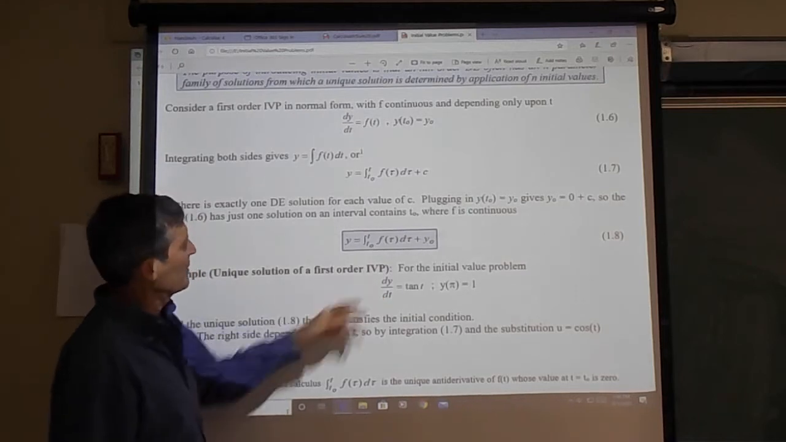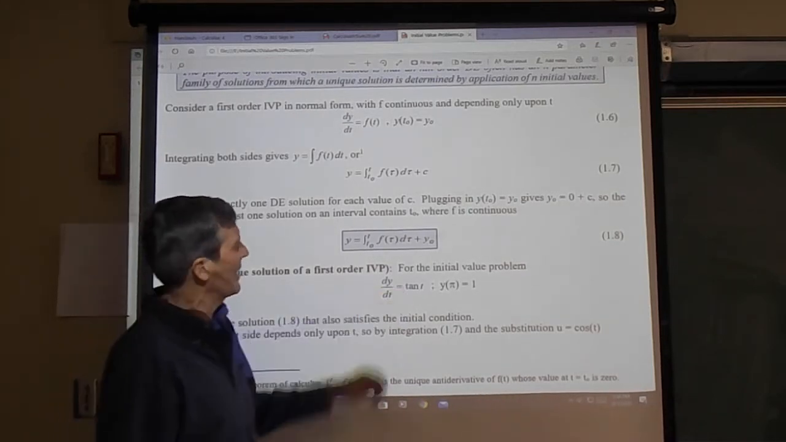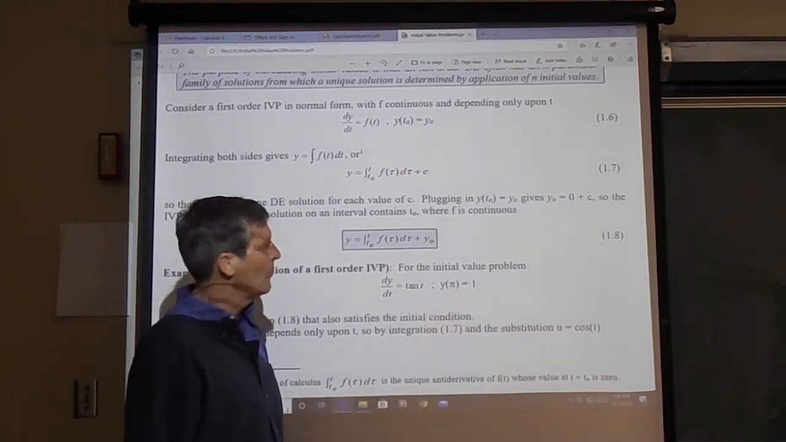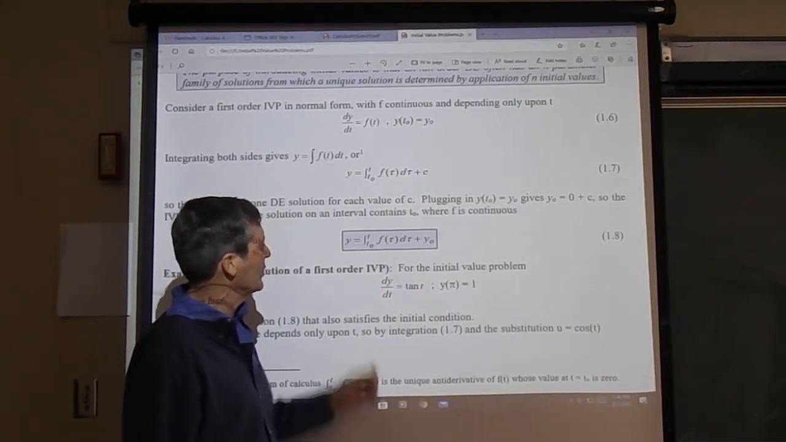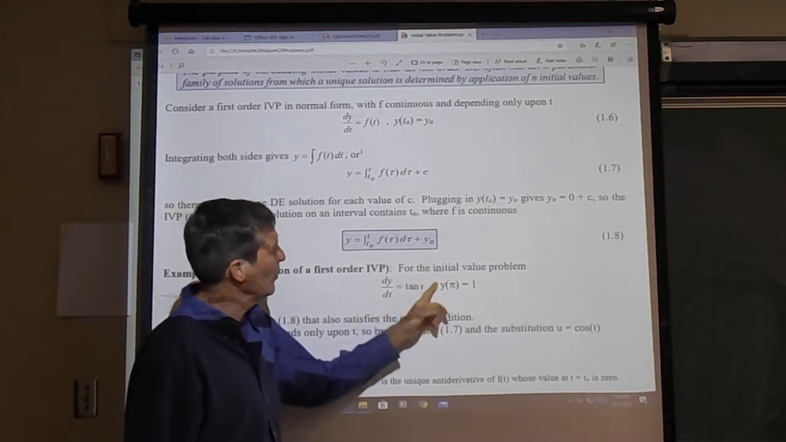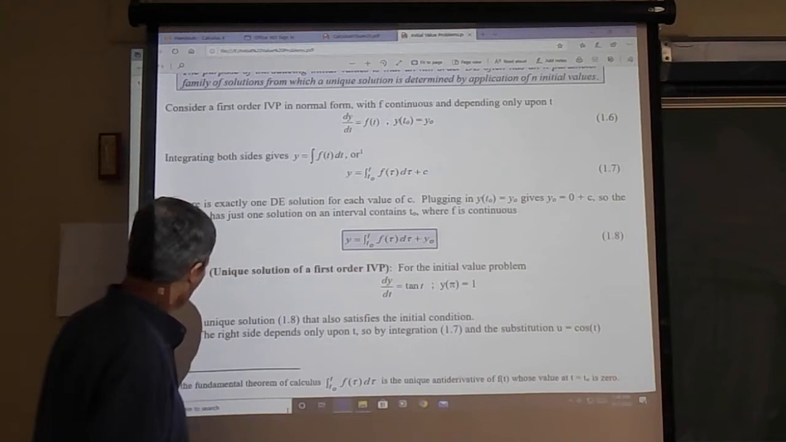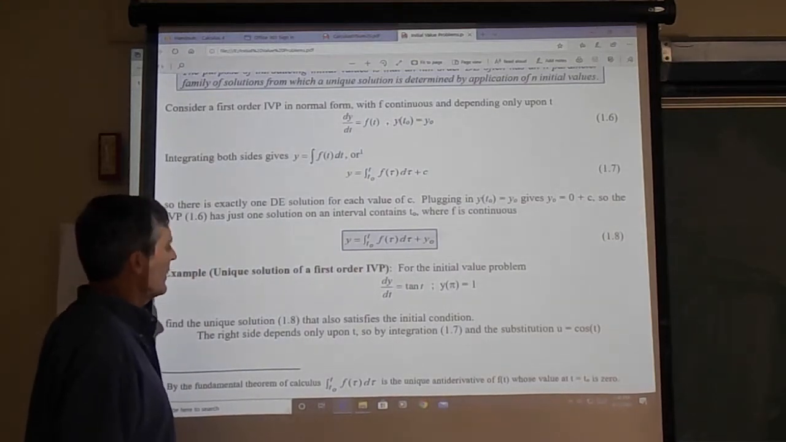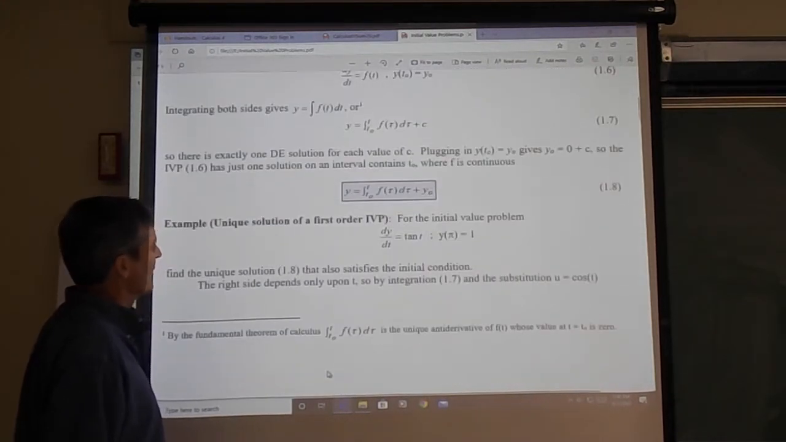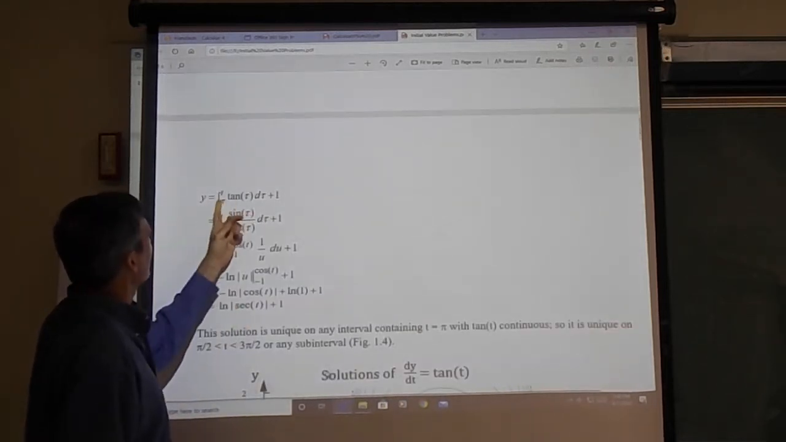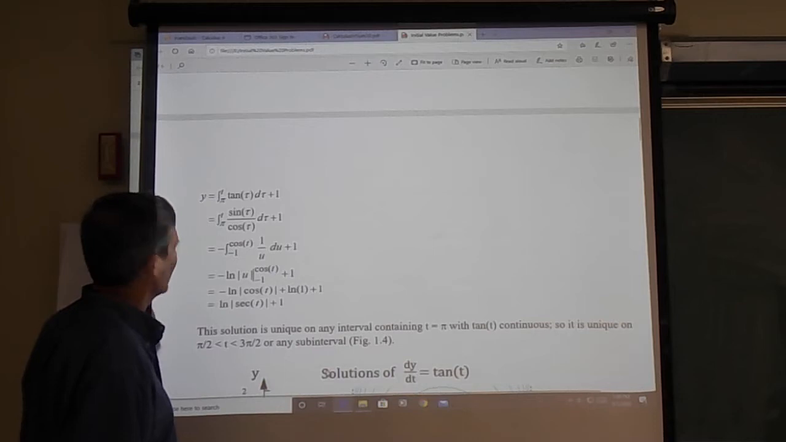So here's an example. Suppose I wanted to solve dy dt equals tangent of t together with an initial condition y of pi equals 1. We call this a first order initial value problem, a differential equation with one initial condition. For a second order equation, we would normally want 2, and so on. What's the unique solution that satisfies the differential equation with the initial value? So we do this, we integrate both sides, integral of tangent t. How do we get that?